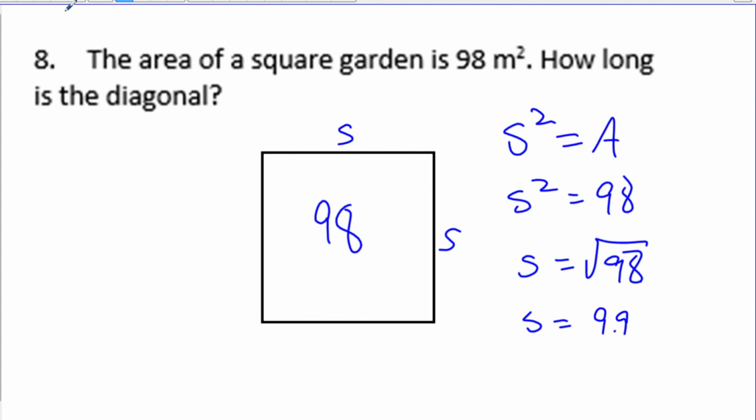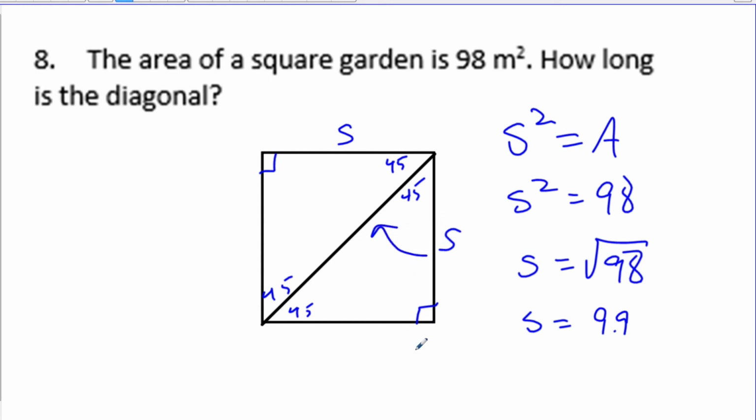Now we have to use that 9.9 to figure out the length of the diagonal. How long is the diagonal? So I'm going to erase my 98 and draw on a diagonal so I can see what happens. When I draw a diagonal in here, it looks like I just made two right triangles, because remember, squares have right angles everywhere, and these 90-degree angles got split into 45s. And so I made two 45-45-90s. And if I know this is 9.9, well, I can say that this would be 9.9 times the square root of 2.